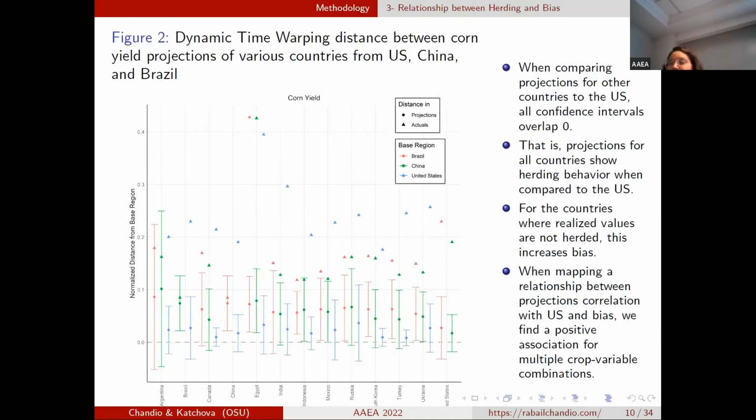The interesting thing to note here is that all of the blue lines are overlapping with 0. That means that when the US is my base region, all of the projection series seem to be correlated to the US. Just to sanity check this, we also check the correlations with all the other regions like Brazil and China, and there is a difference here. Technically, what this means is that the US is being treated as the center when these projections are being produced. All of the other countries' projections are kind of following the same trend that the US is following. For corn yield, this is most clear. For other variables the distances are much larger, so we'll get there, but for corn yield, this is most clear.